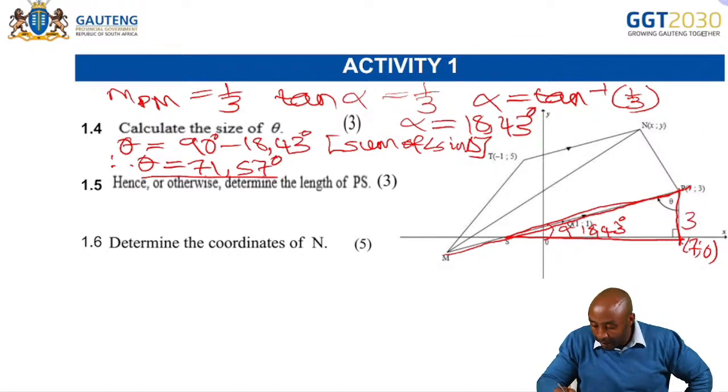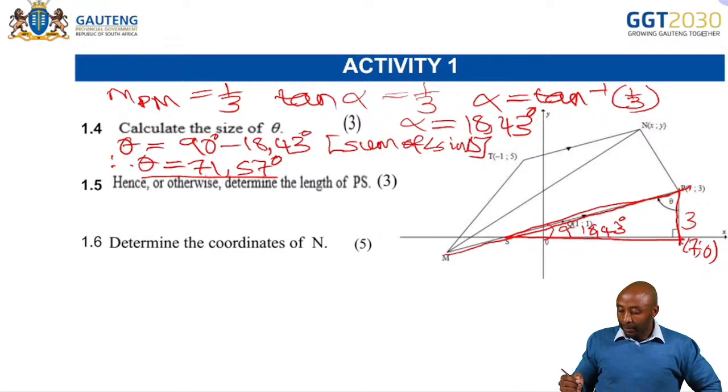My Y value at P is 3. My Y value at K is 0. 3 minus 0 will give me 3. So the length of PK will be 3 units. I also have found something.